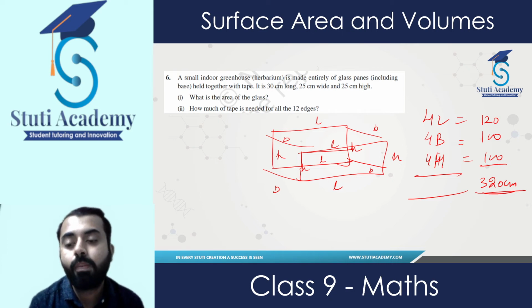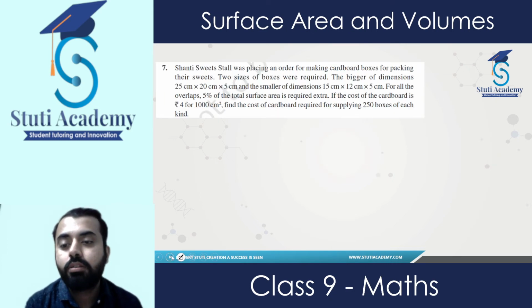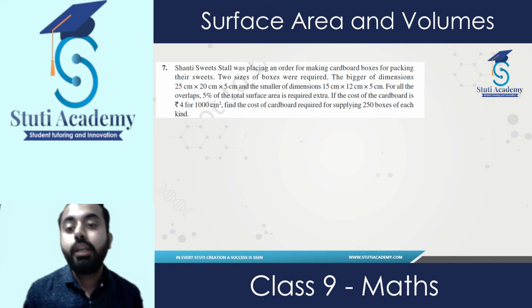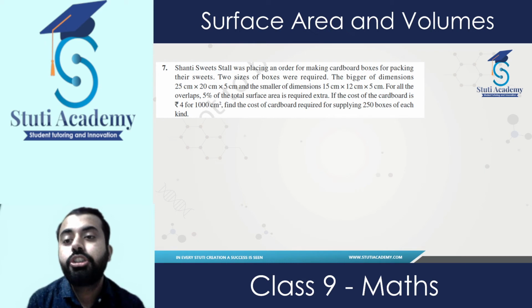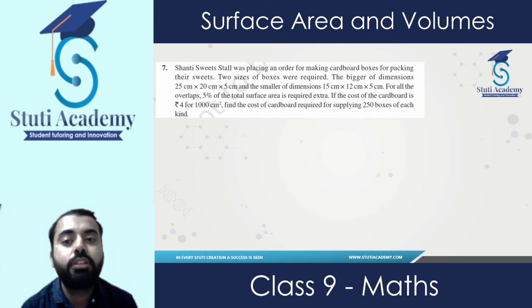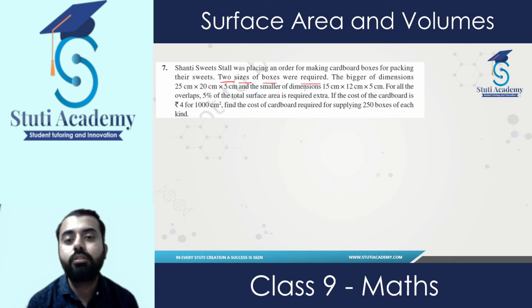Now, next case, I have this now. It is one of the most important sums of your chapter. Shanti's sweet stall was placing an order for making cardboard boxes for packing their sweets. They had to pack sweets in that. Now, two sizes of boxes were required, the bigger dimension of this one and the smaller of this one. For all the overlaps, 5% of the total surface area is required extra.